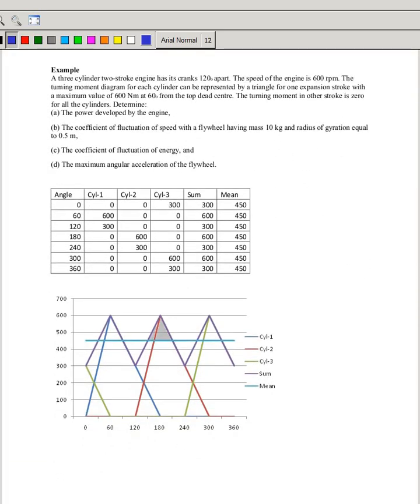And this is also an interesting problem. A 3-cylinder 2-stroke engine has its cranks 120 degrees apart. The speed of the engine is 600 rpm. The turning moment diagram for each cylinder can be represented by a triangle for one expansion stroke with a maximum value of 600 Newton meter at 60 degrees from the top dead center. Turning moment in the other stroke is 0 for all other cylinders.